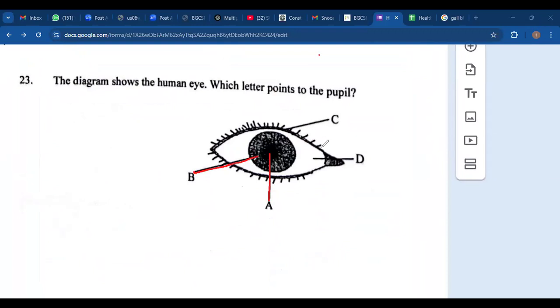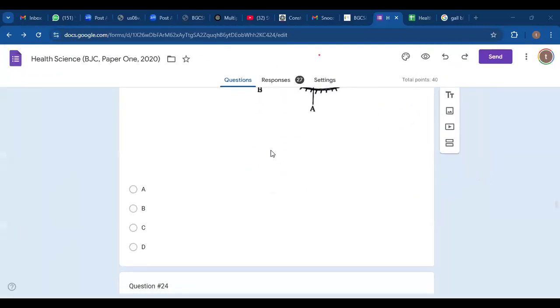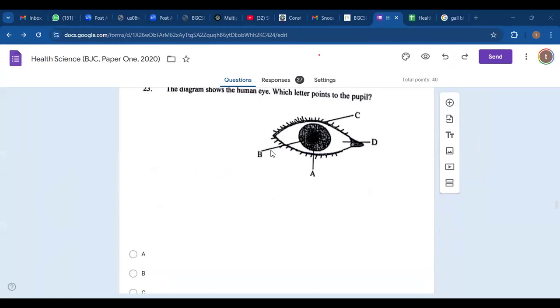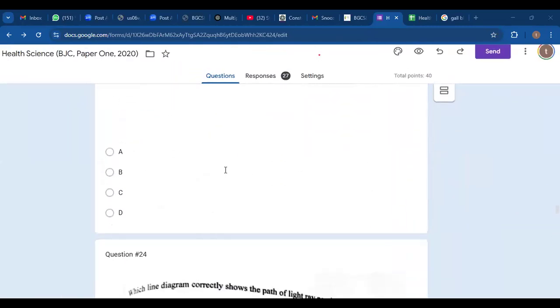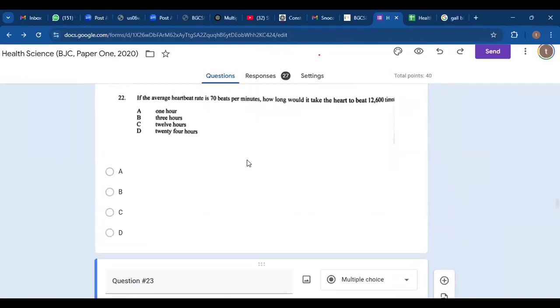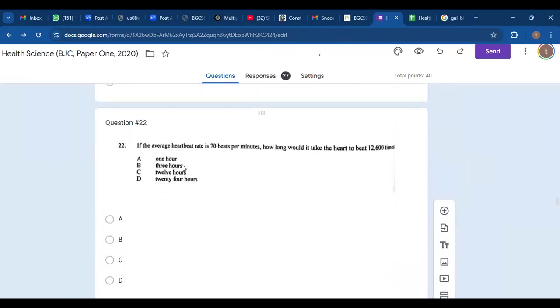The pupil. It's A. Looking into your soul. The pupil. So it's gonna be A, the darkest piece. Okay, the Illuminati sign. Is it a G? Yes. What was 22? 22 was 3 hours.